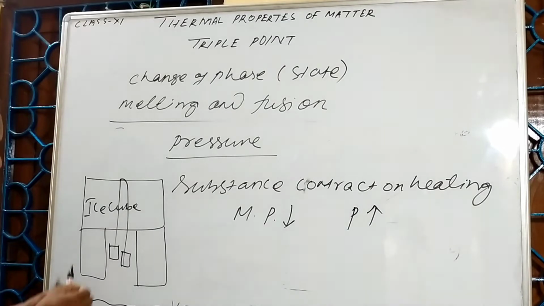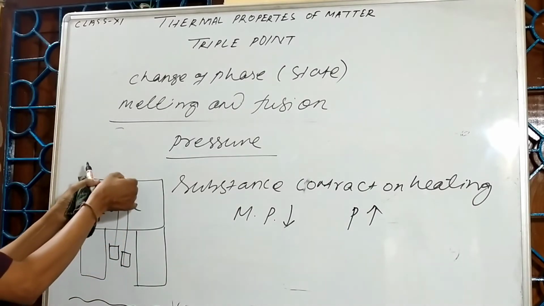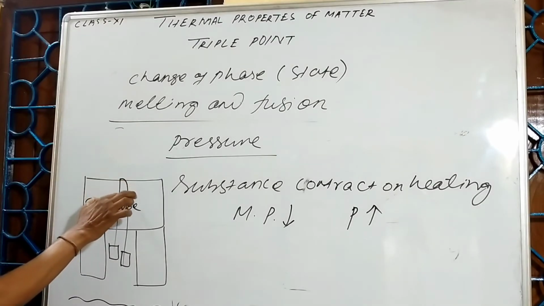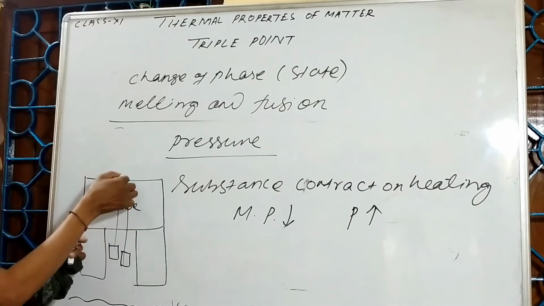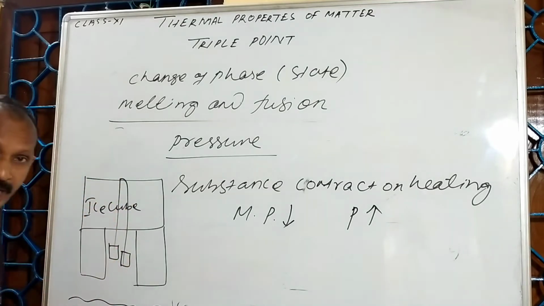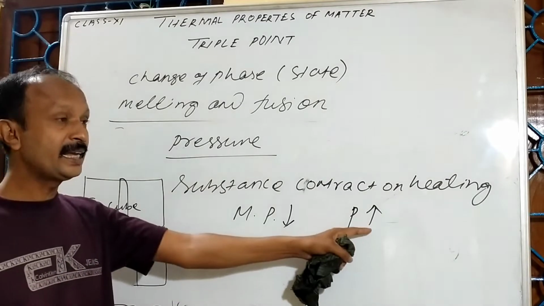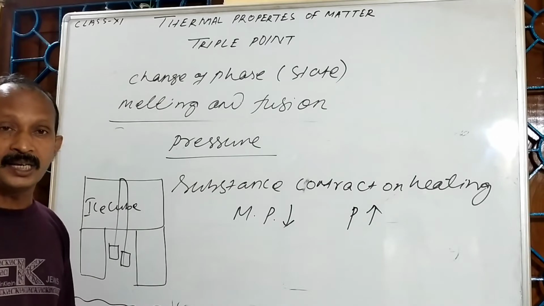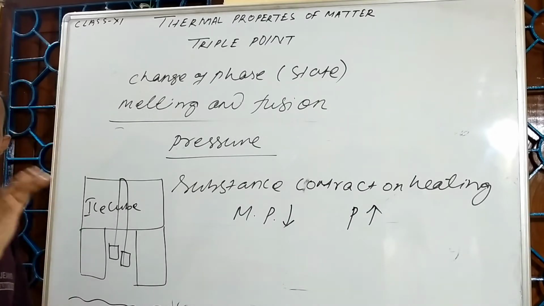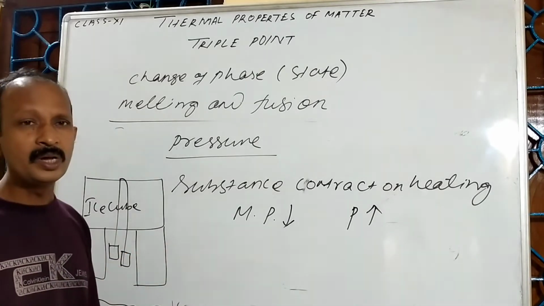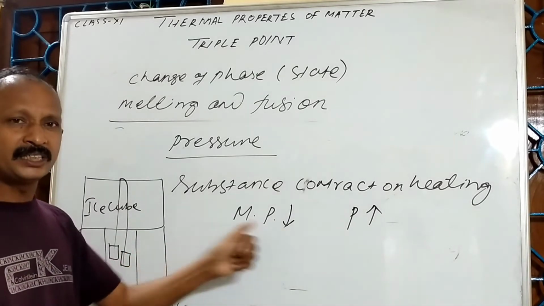Slowly you will observe that the thin wire is coming down. How? Because there is an increase in pressure. Where the thread is, where we are applying the weight, we are applying force. Force per area is the pressure. So due to increase in pressure, the ice starts to melt, because as pressure increases, melting point decreases. At the same temperature where it was not melting, it started melting. That is due to the decrease in its melting point.